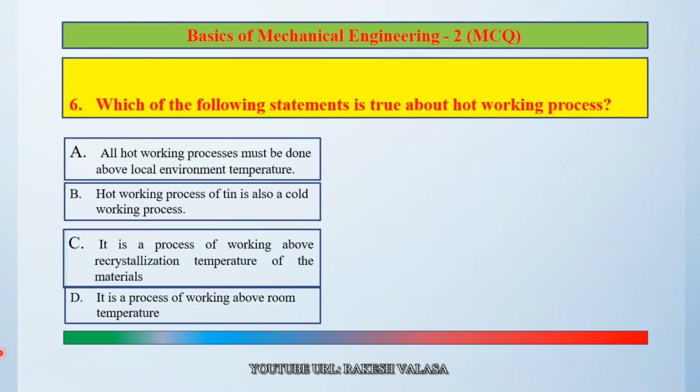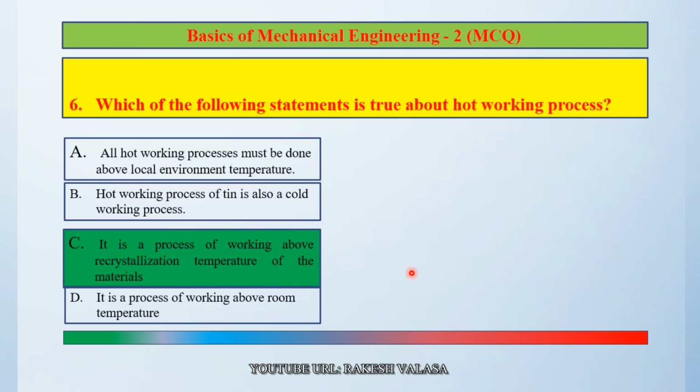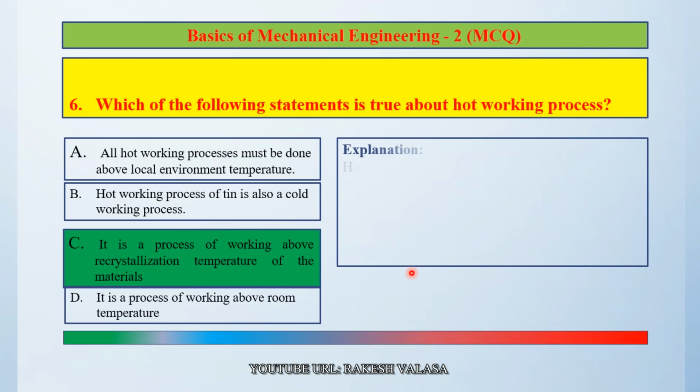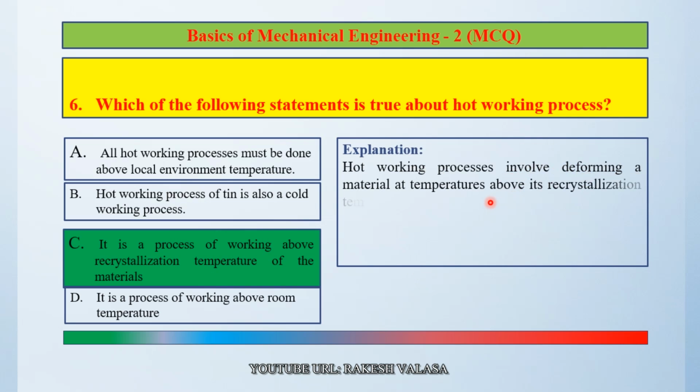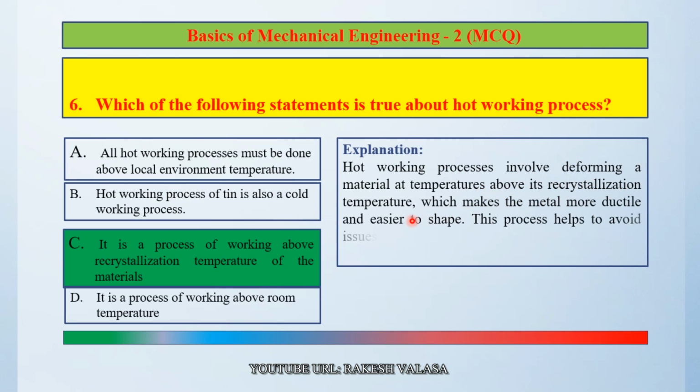The correct answer is option C. It is a process of working above recrystallization temperature of the materials. Let us see the explanation. Hot working processes involve deforming a material at temperatures above its recrystallization temperature, which makes the metal more ductile and easier to shape. This process helps to avoid issues like strain hardening that occur in cold working.